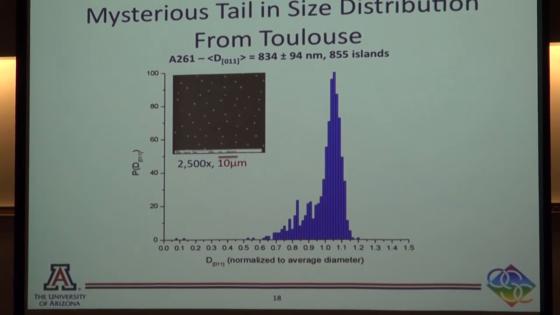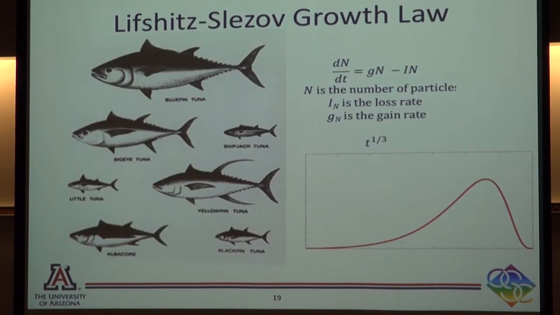So the tail is, this is my Lifshitz-Lifshitz growth law. I wanted to get into it, and it's basically beautiful physics. If you have N particles, you write EN, a loss rate. I mean, it's all in energy considerations.